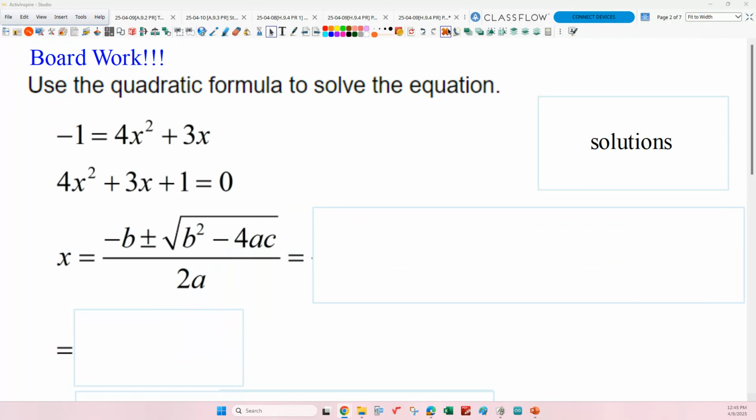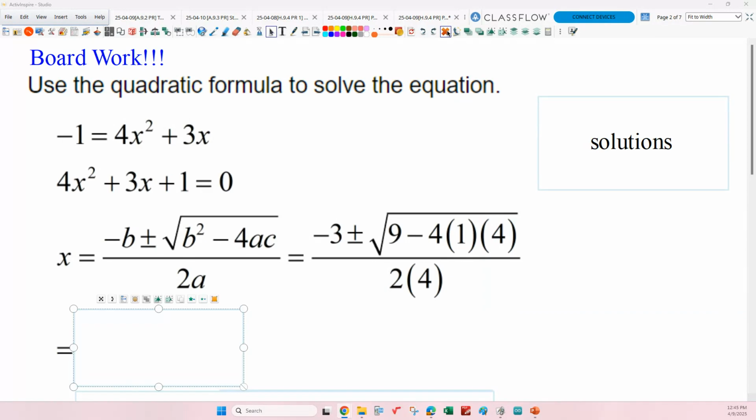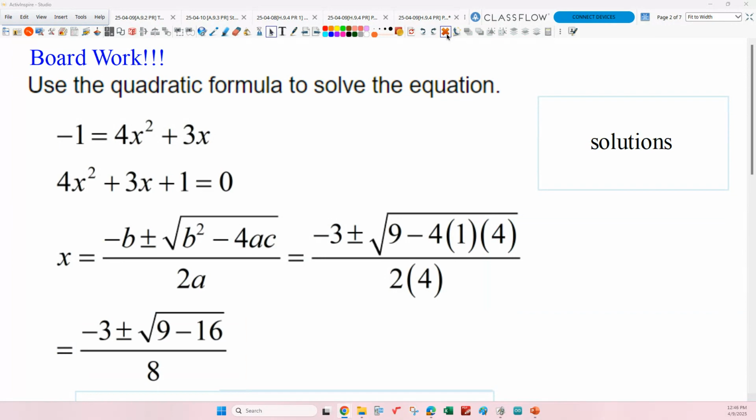So what goes there? -3. Good. What goes there? 3 squared. Good. So that's just 9, right? So square root of 9 minus 4 times 1. Okay, good. And then on the bottom we have 2 times a, so 2 times 4, right? So 8. Good.